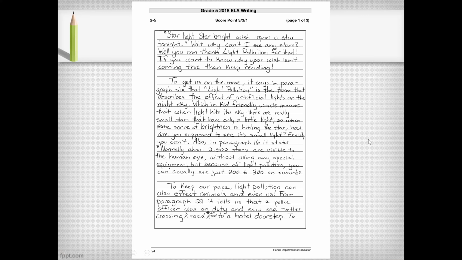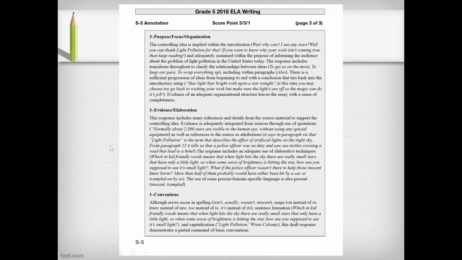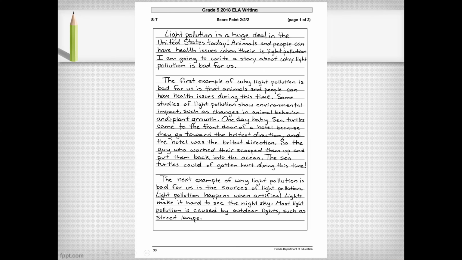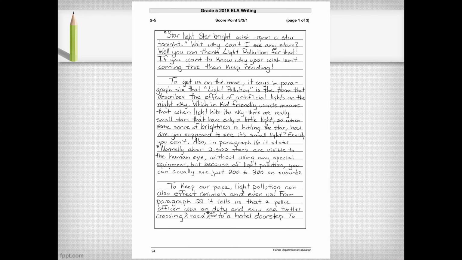Starlight, star bright, wish upon a star tonight. Wait, why can't I see any stars? Well, you can thank light pollution for that. Oh, sorry, lost myself here. Well, you can thank light pollution for that. If you want to know why your wish isn't coming true, then keep reading.